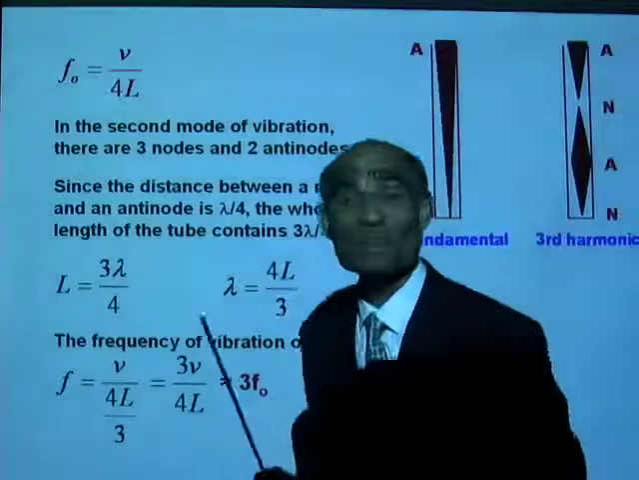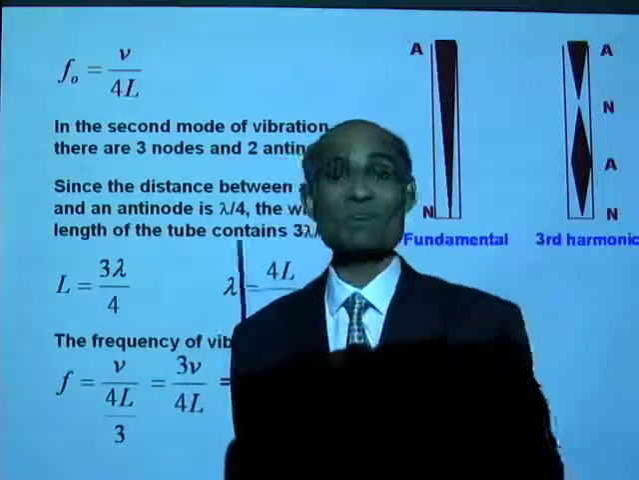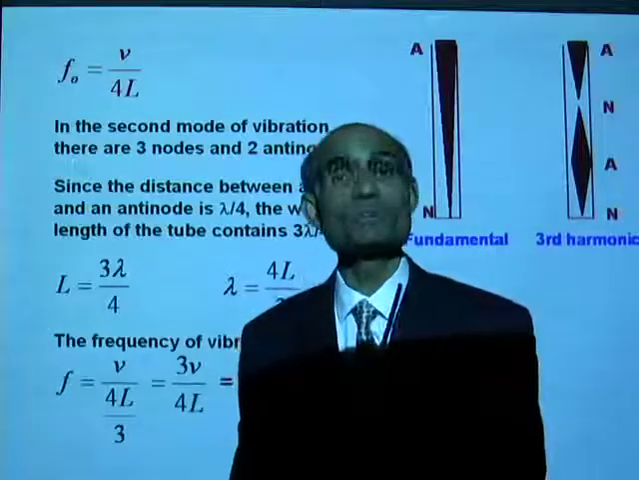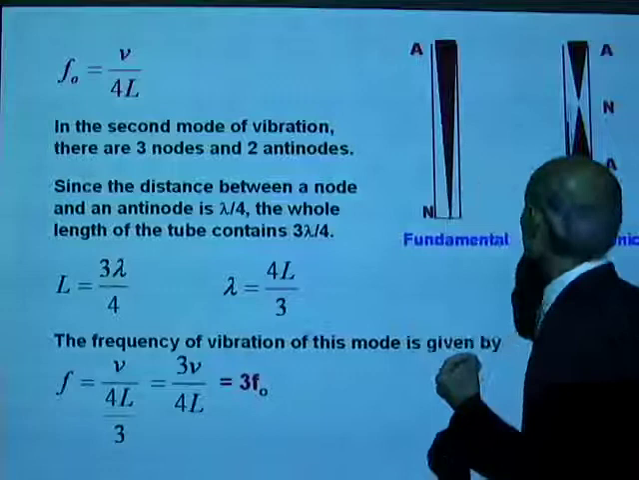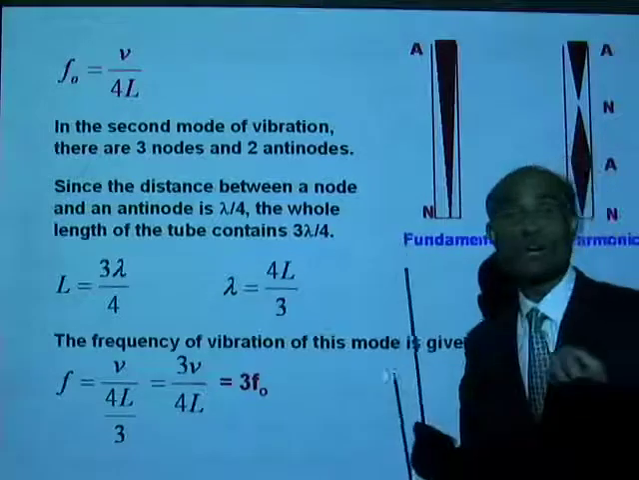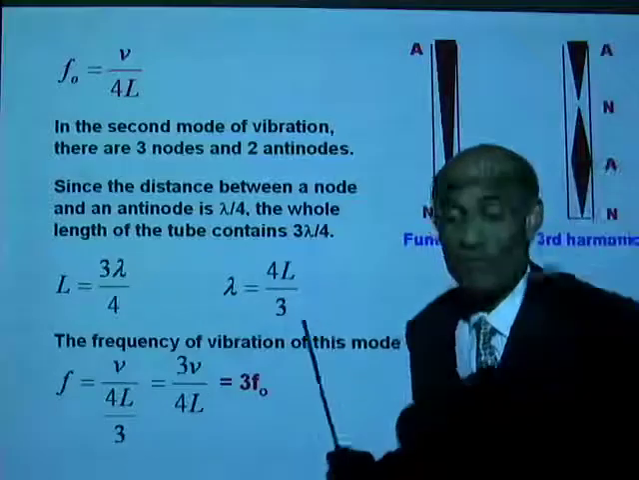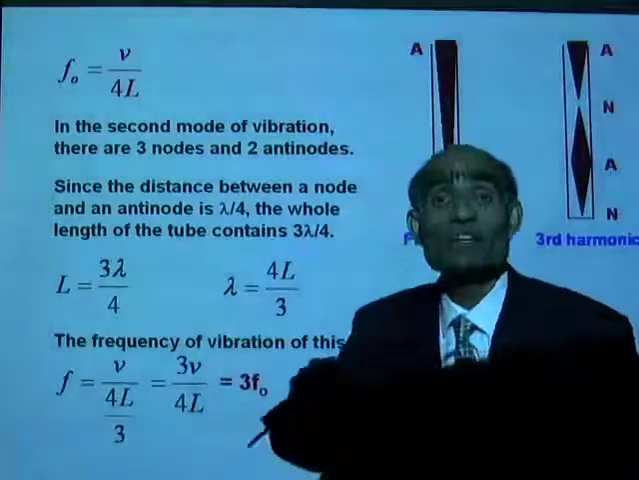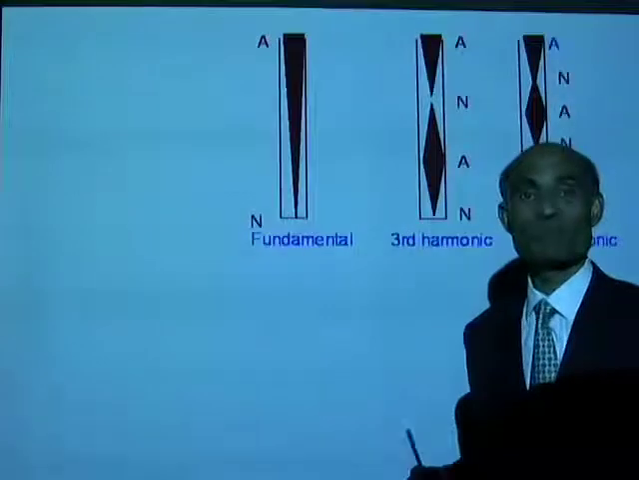That means, you notice one thing, you cannot get twice the fundamental in a closed tube. You get the fundamental frequency. The next mode of vibration in a closed tube is 3 times the fundamental, the third harmonic. In other words, there is no second harmonic in a closed tube.